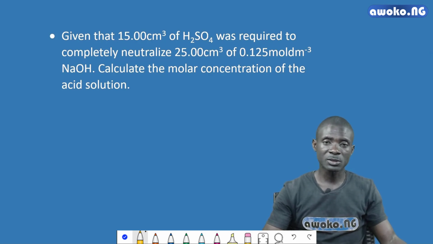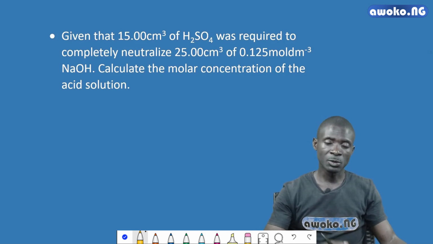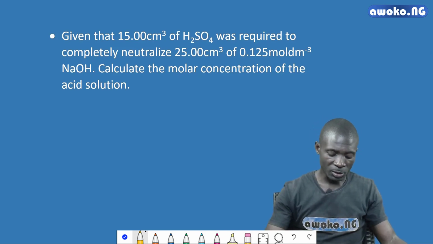Now, taking a look at the question, we have been given the molar concentration of the base. Remember, I said earlier that for you to calculate the molar concentration of the acid, you must be given the concentration of the base, either mass concentration or molar concentration. Without that, you can't be asked to find two unknowns. So you must be given one concentration, then you'll be asked to find the concentration of the other solution. We have also been given the volume of the acid as 15.00 cm cube and the volume of the base as 25.00 cm cube.